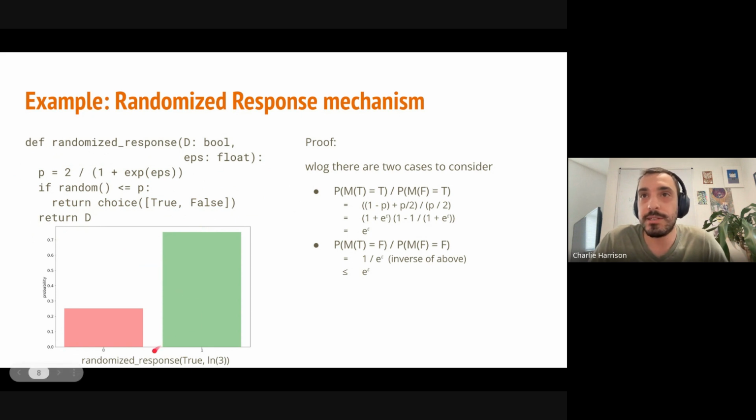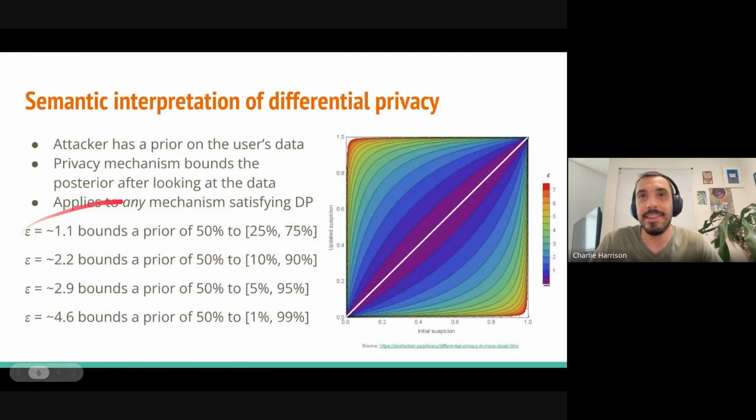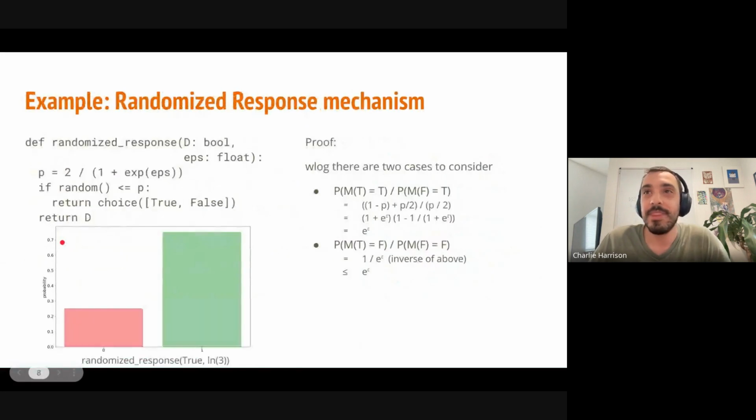And so here's what the probability distribution looks like if you call randomized response with the value true and your epsilon is log of 3. You're going to be giving the truthful answer 75% of the time and a false answer 25% of the time. And you'll note that this exactly matches this case, since epsilon is log 3. So here's the proof. I'm not going to go over the proof, but you can read it if you want to. It's pretty simple.